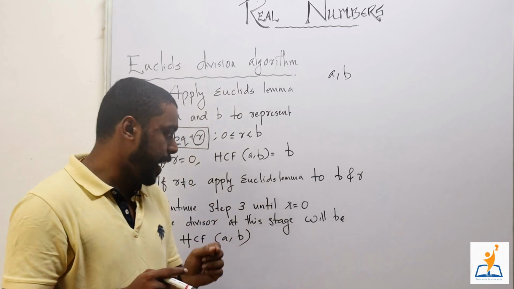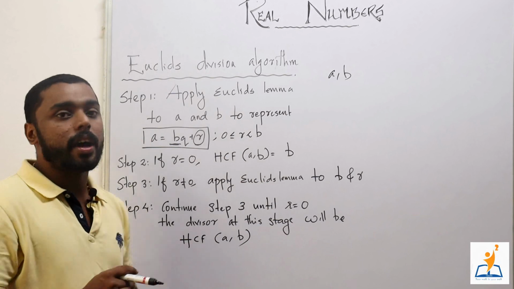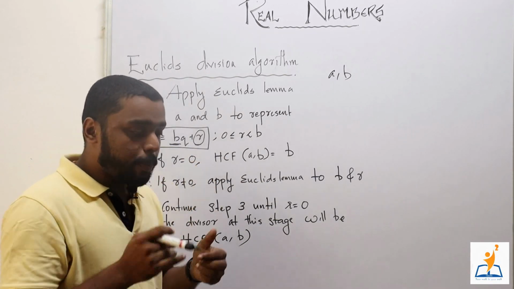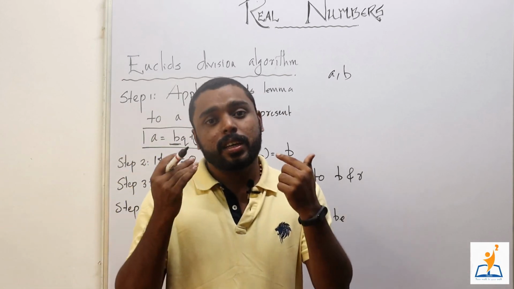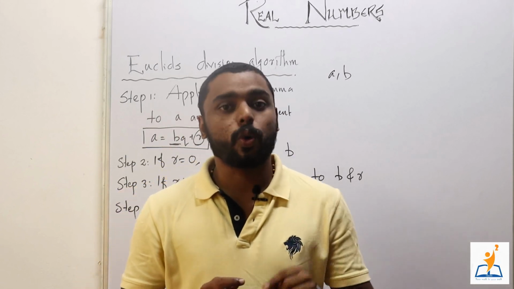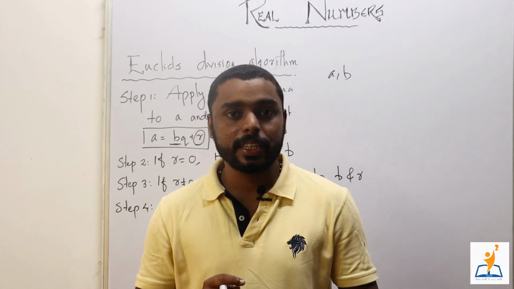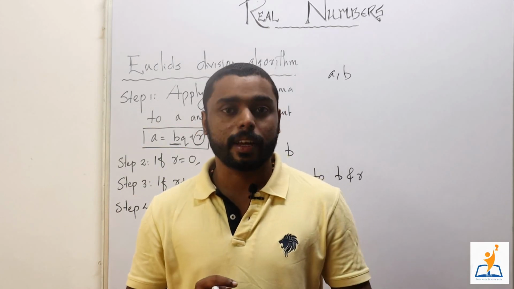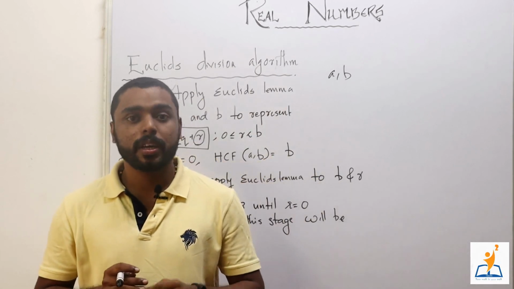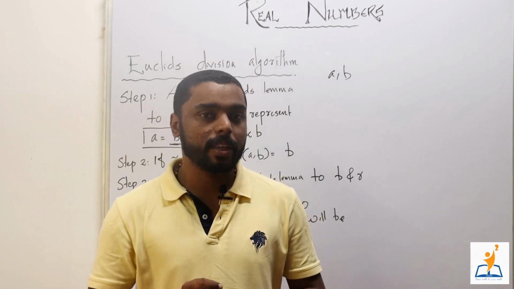In that case, when the remainder becomes 0, the divisor at that stage will be the highest common factor of a and b. So, whenever in the process of representing any two integers in the form of a is equal to bq plus r, we get the remainder equal to 0, the highest common factor of those two integers will be the divisor at that stage. We shall apply Euclid's division algorithm to some integers to understand this algorithm better.